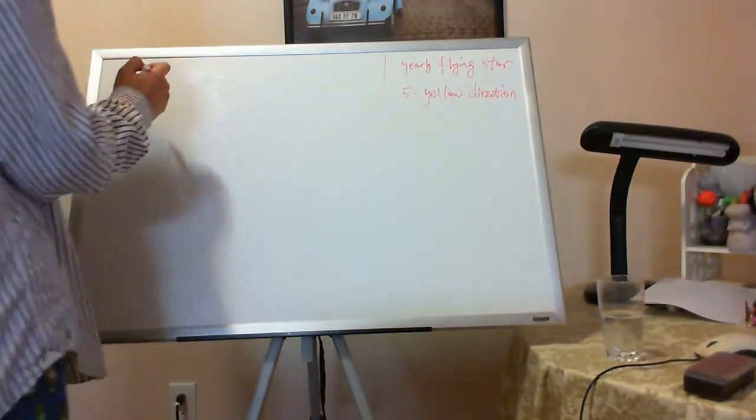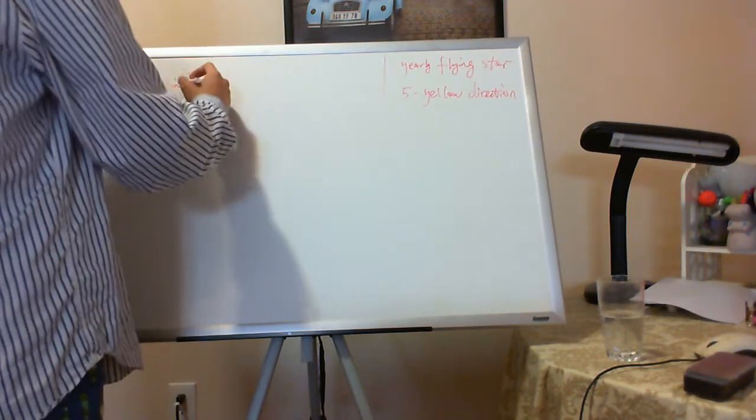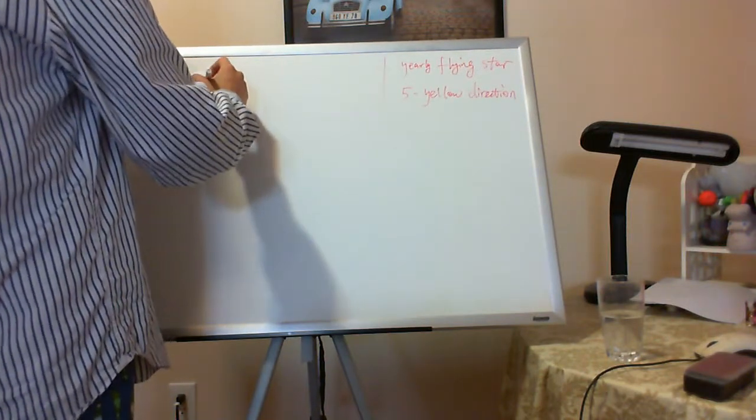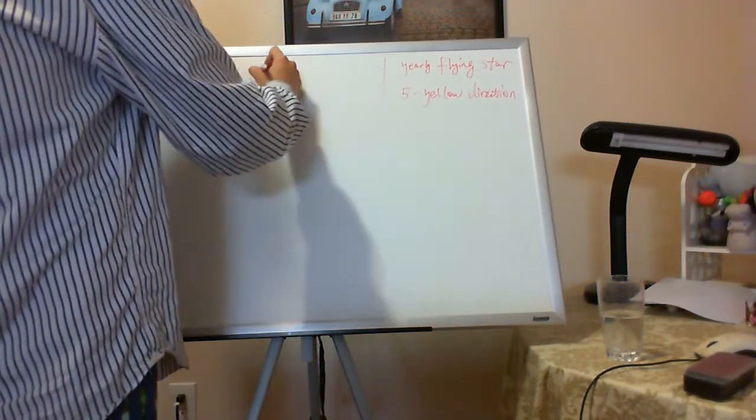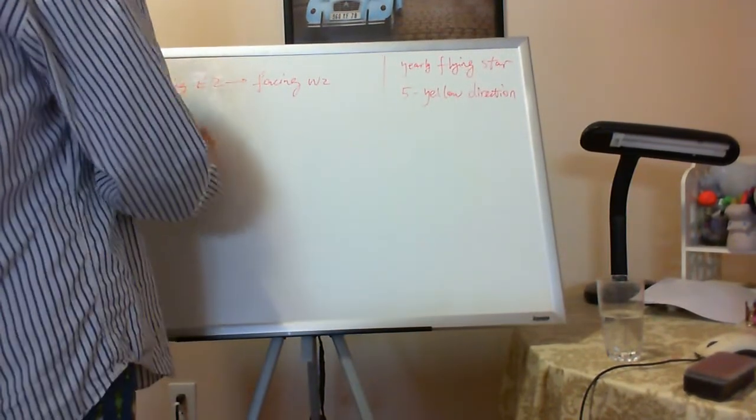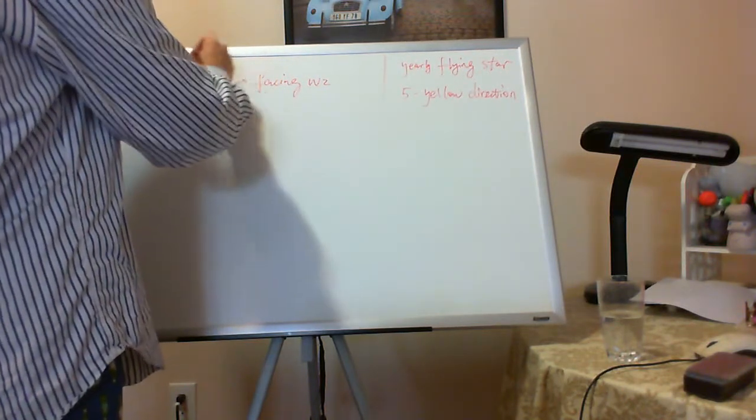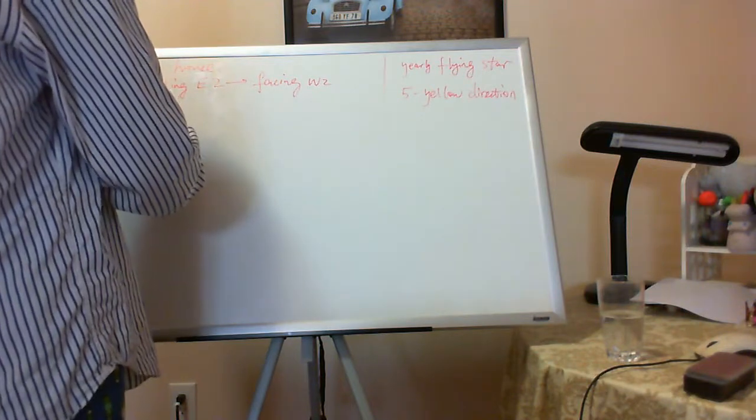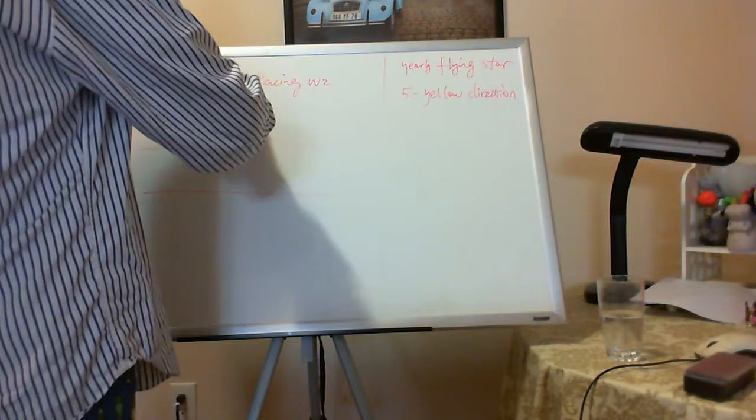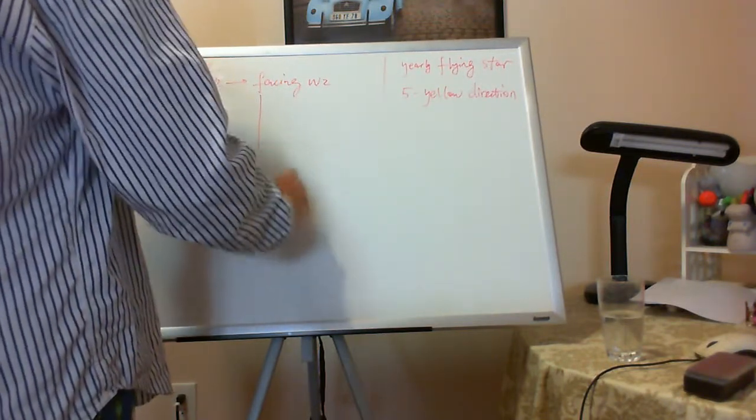For example, there's a house sitting east 2, facing west 2. So there's a house. Let's say your house. Then the flying star map for the house would be period star here.